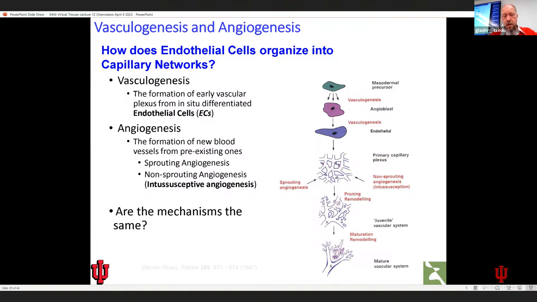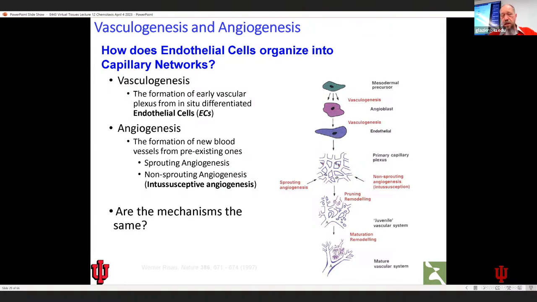And so blood vessels organize in two fundamentally different ways. One is called angiogenesis and one is called vasculogenesis. And in vasculogenesis, which happens in the peripheral tissues, the cells that are going to form the blood vessels, which are called endothelial cells, vascular endothelial cells, or ECs, are distributed in the tissue a little bit like raisins in bread.